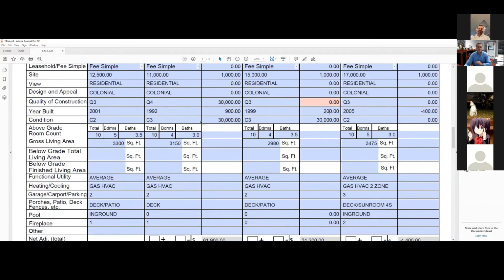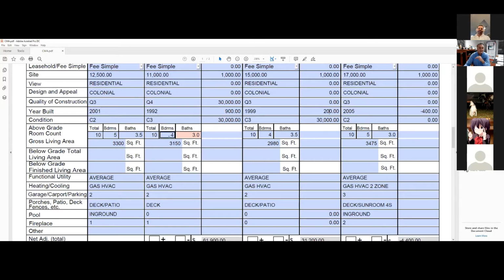Now, here's another one. Some appraisers will give credit for properties that have more rooms. In here, you can see this home has 10 rooms, 5 bedrooms, and 3.5 bathrooms. Now this home has 10 rooms, 4 bedrooms, and 3 full baths. Based on what you learned previously, a full bathroom was anywhere from $3,000 to $5,000, and a half bathroom was $2,000 to $2,500.